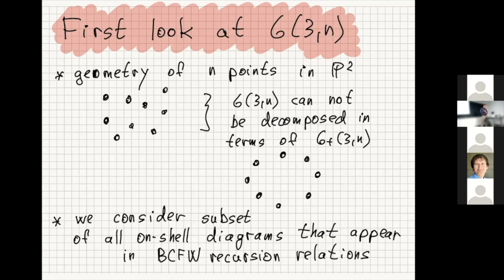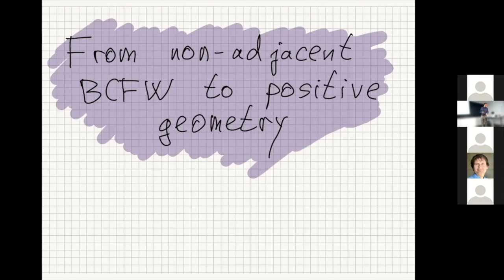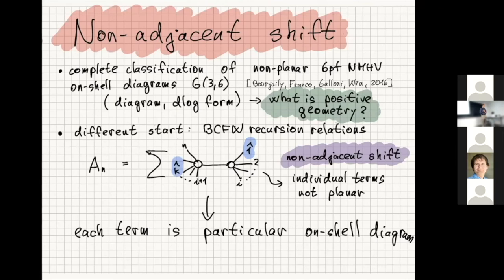But our question is about these on-shell diagrams, plabic graphs. Is there any geometry we can associate with them? Now we will not look at all plabic graphs, but just the ones which show up in the BCFW recursion relations. The method by which we will determine what the geometry is is called the non-adjacent BCFW shift. This is a weird version of BCFW we typically don't use because we don't like it, but here it's very useful because it opens a window to this non-planar geometry.